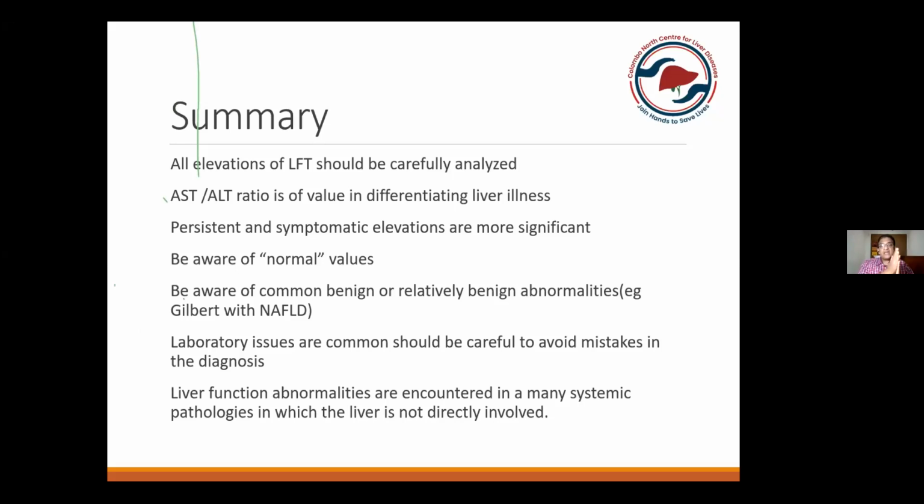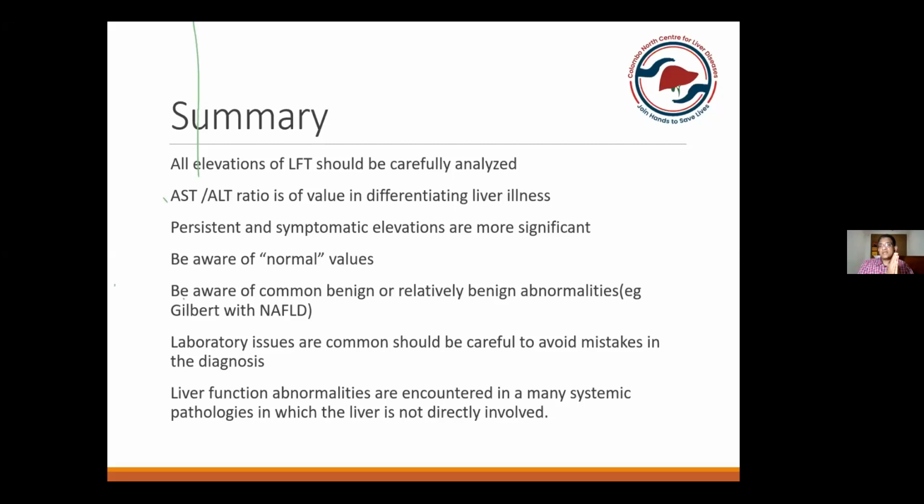Persistent and asymptomatic elevations are more significant because even if you get some viral infection, it can go up, but it will not persist. So if the liver enzymes are persistently high in a symptomatic patient, it needs attention because sometimes liver function abnormalities are self-limiting. In asymptomatic patients, you can recheck in maybe 2-3 weeks, and if they are normal, you can leave the patient alone. Be aware of normal values because now the accepted normal AST-ALT values are different.